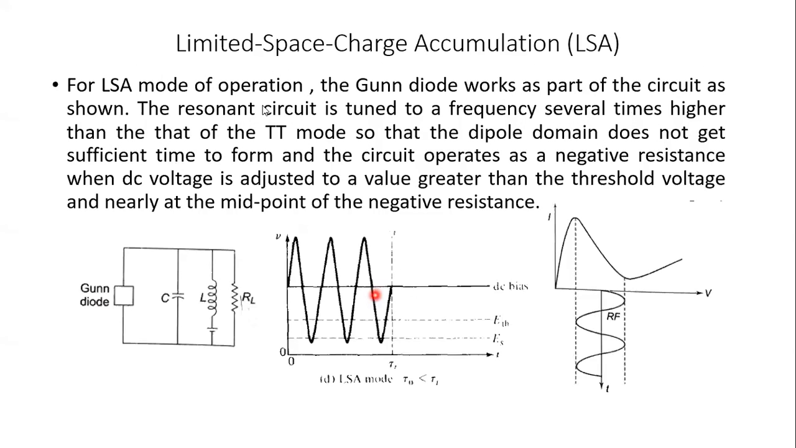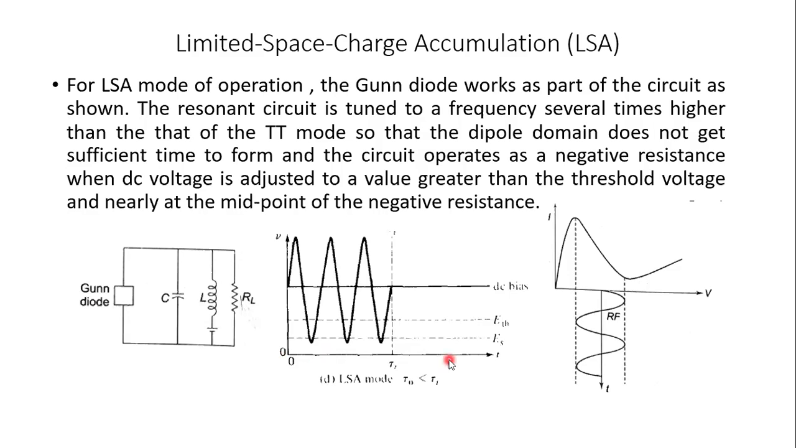Next is limited space charge accumulation, LSA mode. So here, actually, domains never ever exist. But see what is the arrangement here. Your LC circuitry is tuned to a very high frequency. So with high frequency, you can see that this is the transit time period from here to here. Transit time period means the time taken by the domain to reach the anode from the cathode end. It is this much, but the period of oscillation is very small as compared to the transit time.